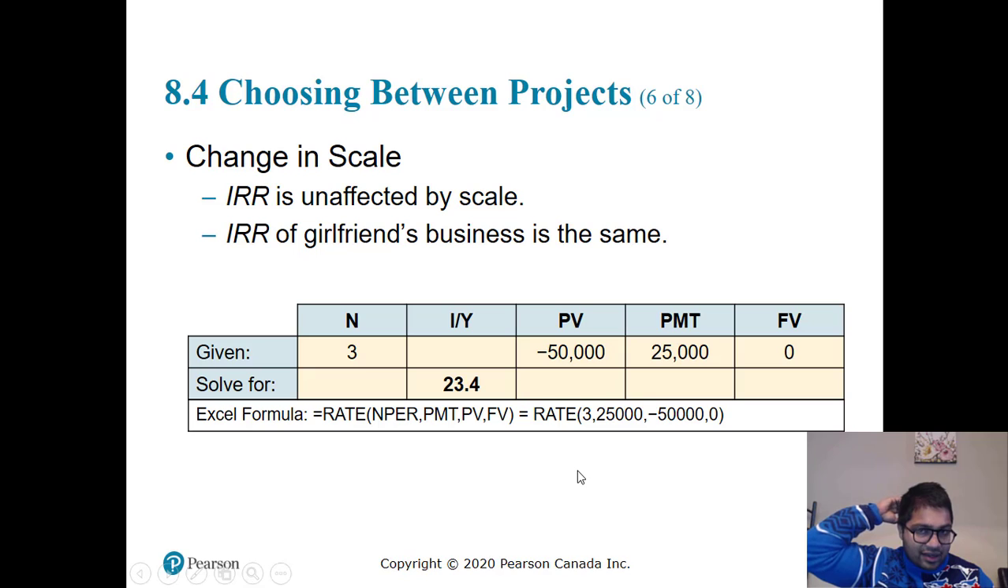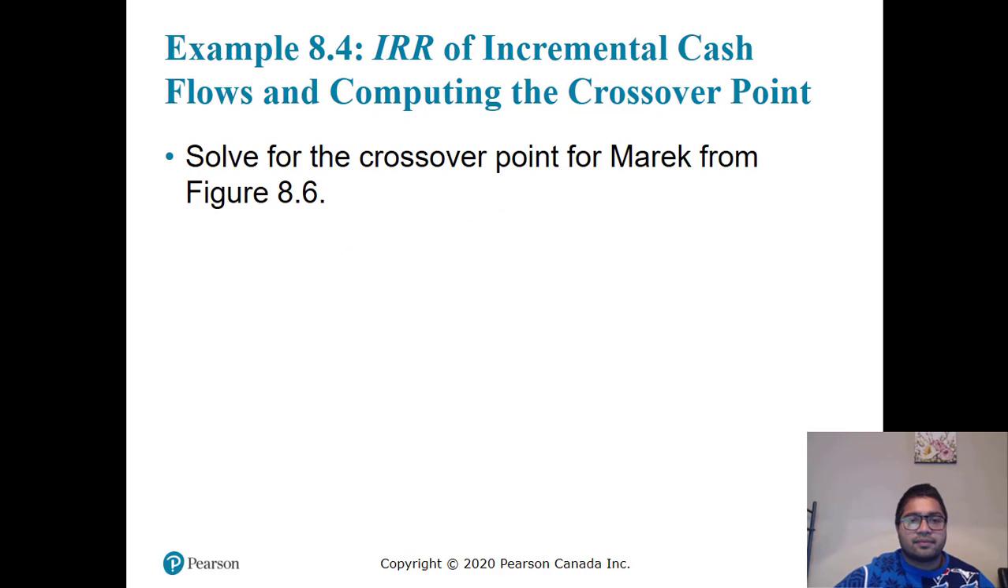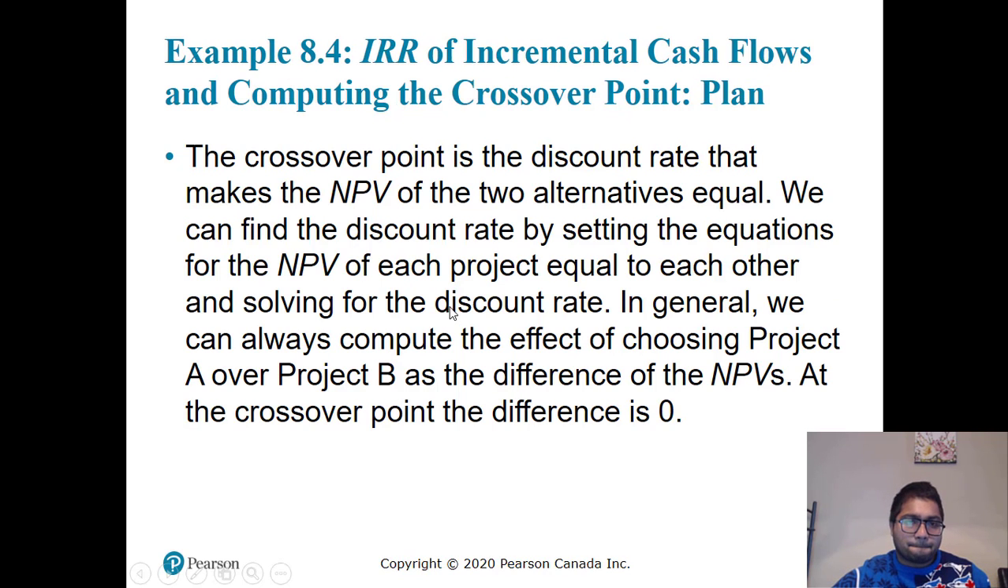So if you go by IRR, you will select project 1. But if you go by NPV and you increase the scale, you would select project 2. So bottom line, NPV is a better measure than IRR, because IRR doesn't get impacted by scale. So if you want to factor in the scale of the project, NPV is the better measure. Okay.